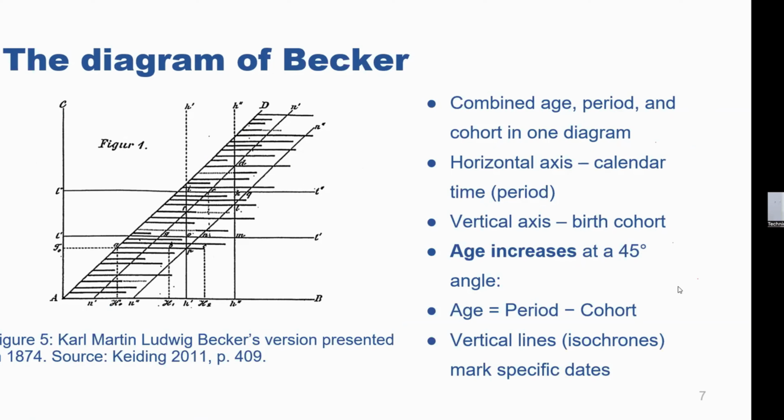And then came Becker, who took Knapp's idea and improved it in a way that he was probably the first one to combine all three time perspectives, that is age, period, and cohort, into a single diagram. So the horizontal axis corresponded to calendar time, and the vertical axis was dedicated to the date of birth or birth cohort, and age could be read implicitly, and that's why all the factors could be tracked.